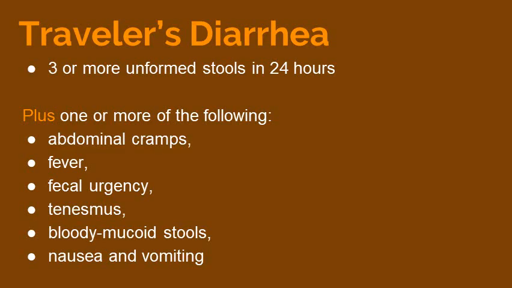To start off, let's talk about what traveler's diarrhea is defined as. Traveler's diarrhea is defined as 3 or more unformed stools in 24 hours. Typically, you need one of the following symptoms to go along with that: abdominal cramps, fever, fecal urgency, which means you feel like you got to go all the time, tenesmus, bloody mucoid stools, nausea, and vomiting.